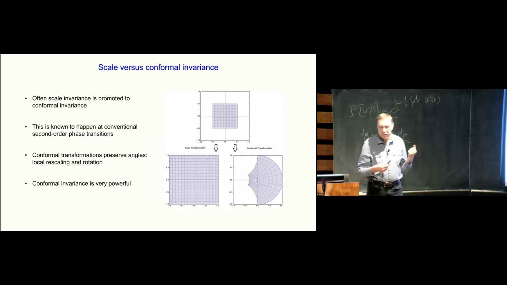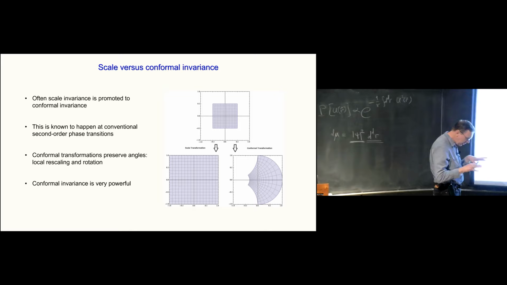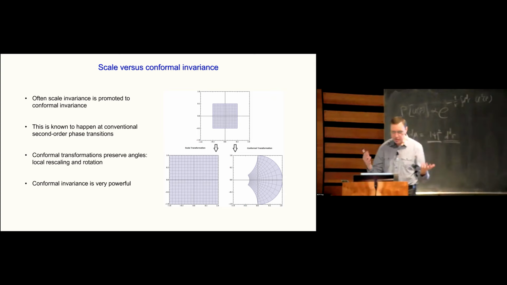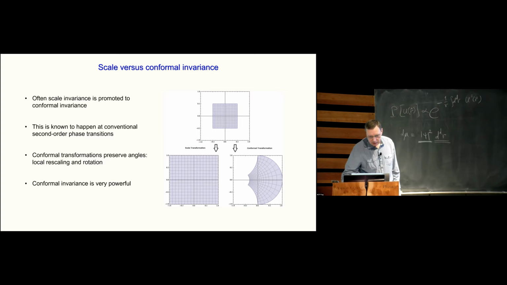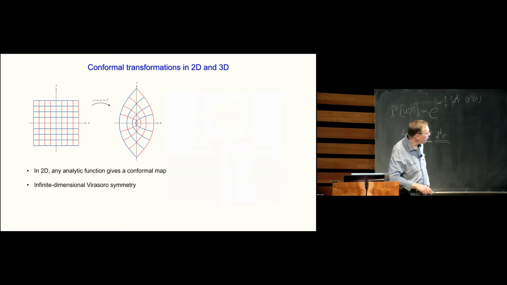So it turns out that the promotion of the scale invariance to conformal invariance is a very big deal, because this is a bigger symmetry. And we know from our experience, the more symmetries we have at our disposal, the more we typically can say about the system. So this is not an exception here. This is especially powerful in two dimensions, because in two dimensions, conformal transformations are specified by any analytic function.